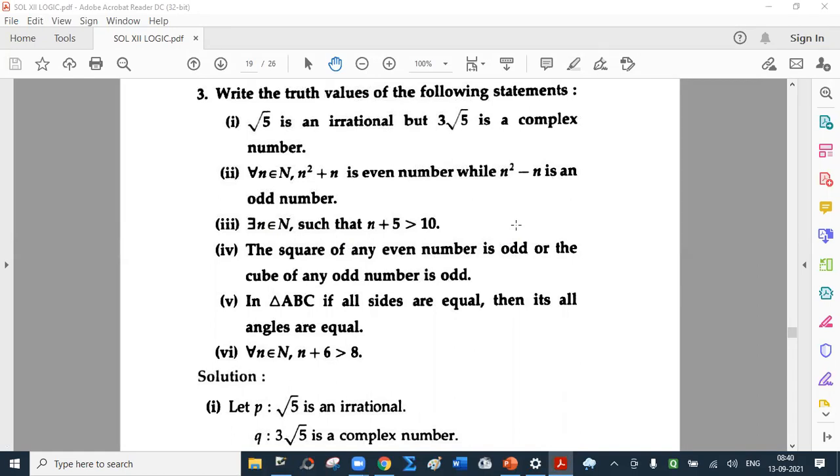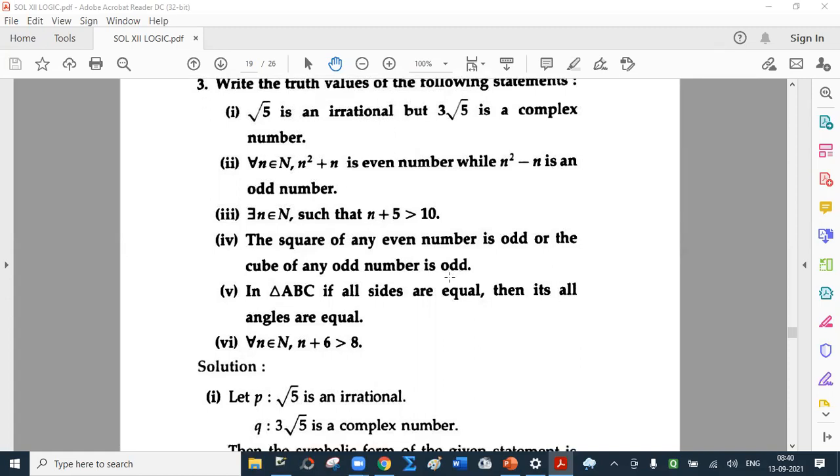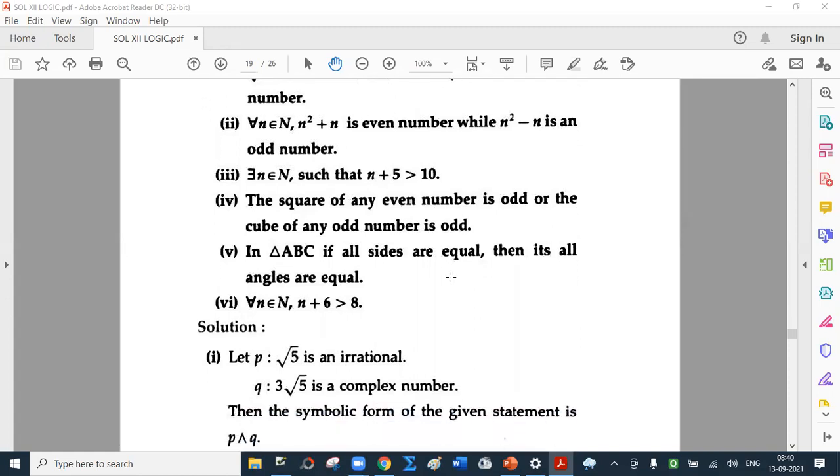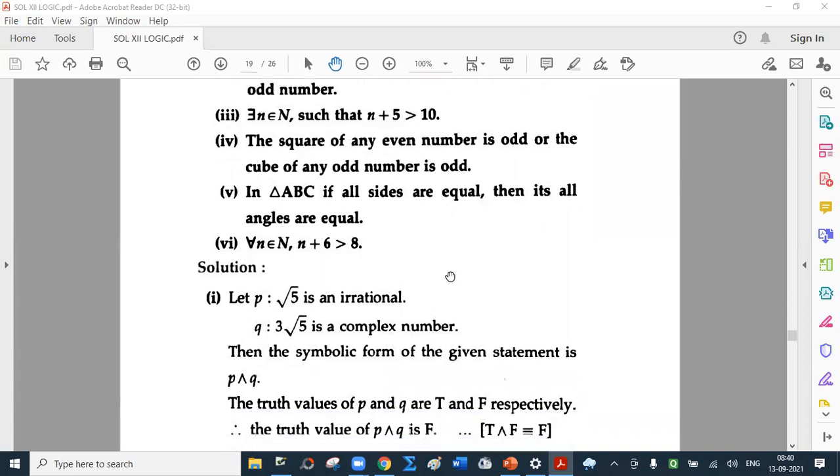First one, root 5 is an irrational, but 3 root 5 is a complex number. Clearly, this is not a simple statement. Now, solution, let P denote root 5 is an irrational. Q denote 3 root 5 is a complex number. So, what is the symbolic form of the given statement?